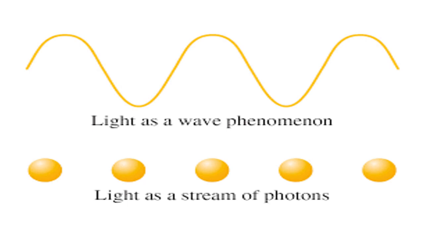Various experiments which were conducted to know about the properties of light revealed different characteristics. In some of the experiments, light was described as a wave phenomenon, whereas in some it is a stream of photons. Finally, it is modeled that light is both. It depicts a wave nature as well as a particle nature.